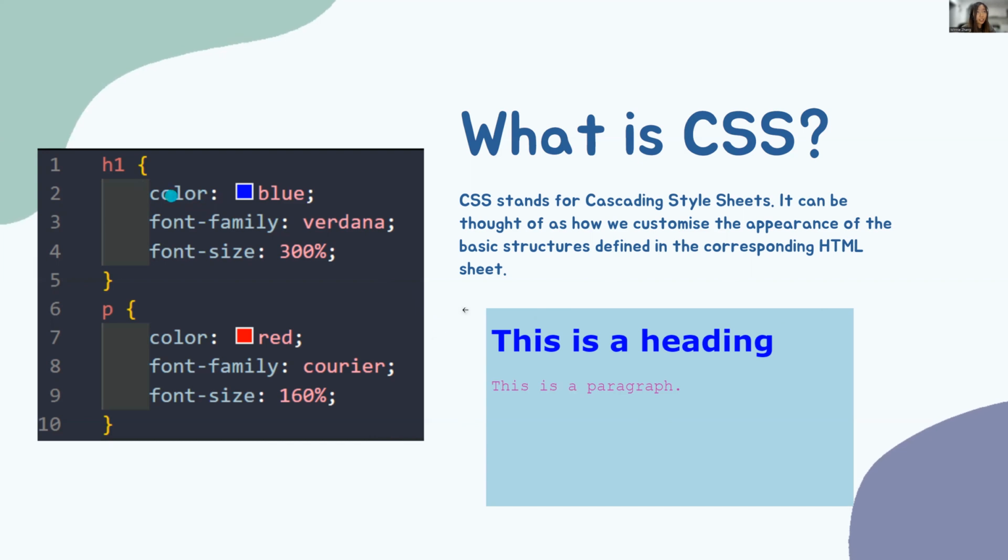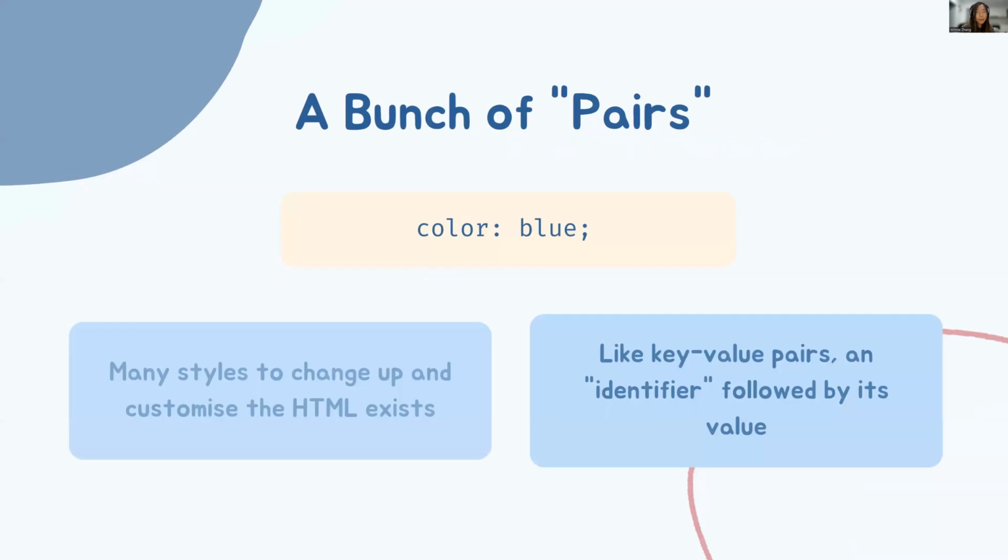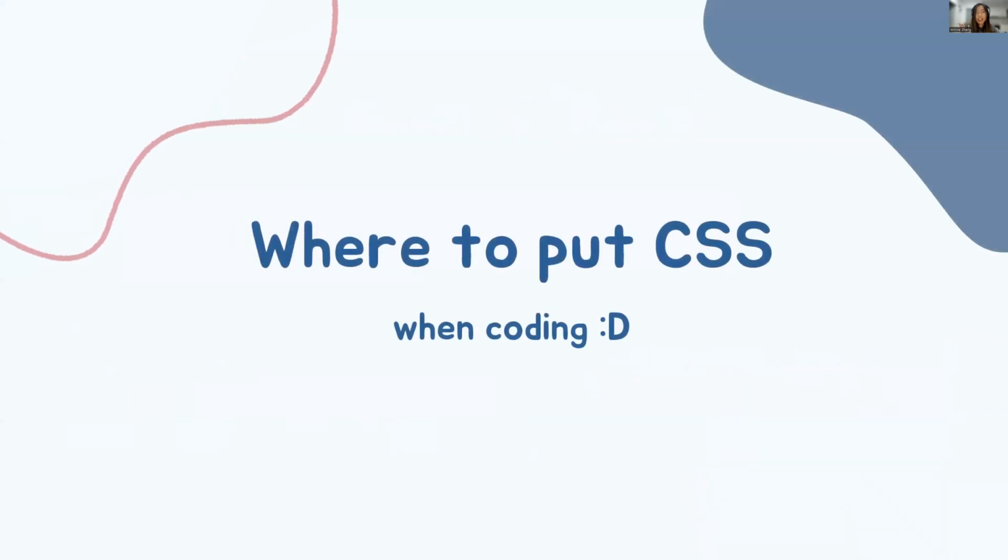So the color for the heading is blue and the paragraph is red, and the fonts are different as well. So it can do a lot of pretty stuff. And so let's look at the syntax a bit more. We can see that it's pretty much just a bunch of pairs put together to dictate what the HTML should look like. And so we have a key or identifier followed by the value that it takes.